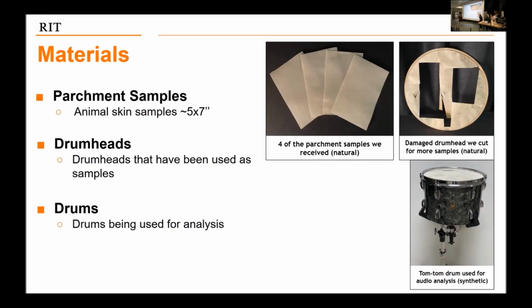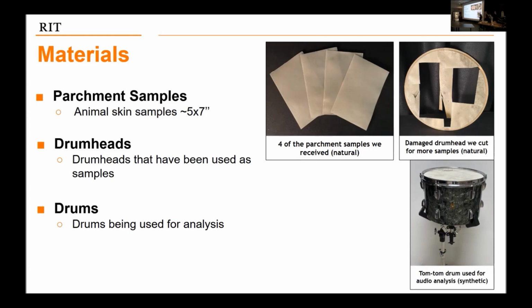So we had multiple materials that we used throughout the project. Probably most important was the parchment samples, which, as you could probably guess, are the main part of the project. We were sent parchment samples from Paul. He's one of the only parchment makers in Britain, and that's just an example of some of them. They're made from calfskin, and we received about 20 from different parts of the cow. Then there's also a natural drum head, but it came to us damaged. We cut out more samples from it, as you could see.